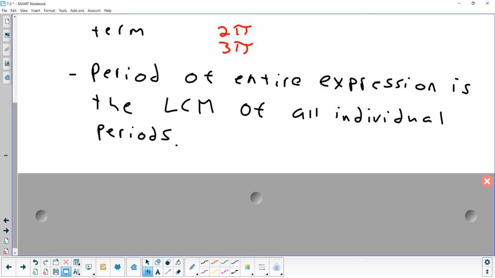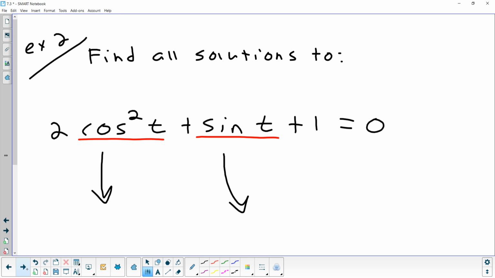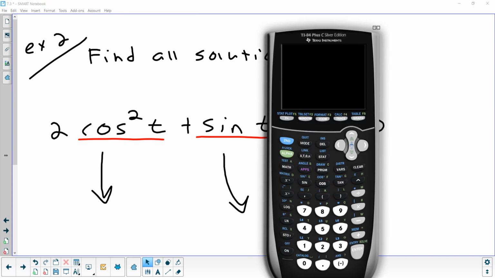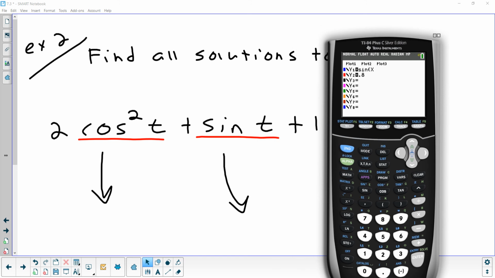All right, let's try that. So right now, we don't have a formula for finding the period of a trig function raised to a power. So let's just play with it and graph it and see what we think it is. Let's graph just cosine squared. I don't want to complicate it with anything else. I want to see if I can figure out the cycle length of cosine squared.